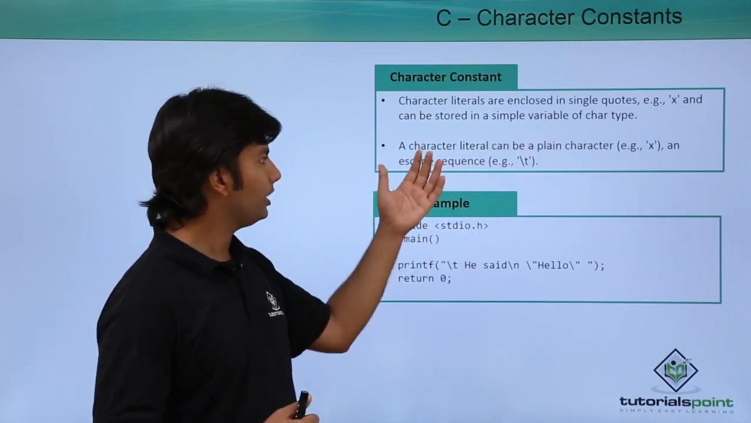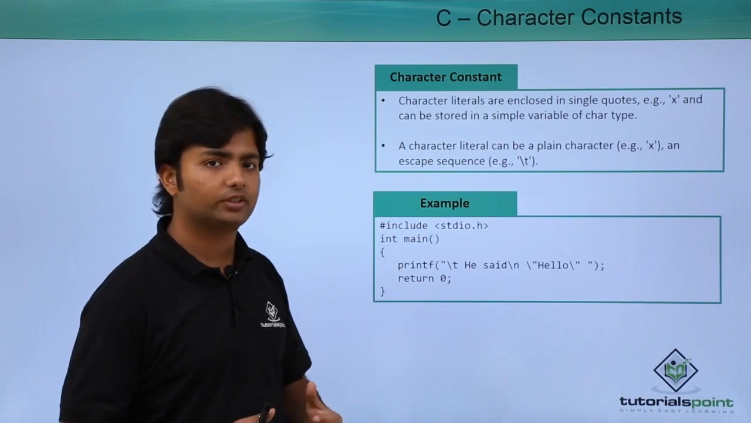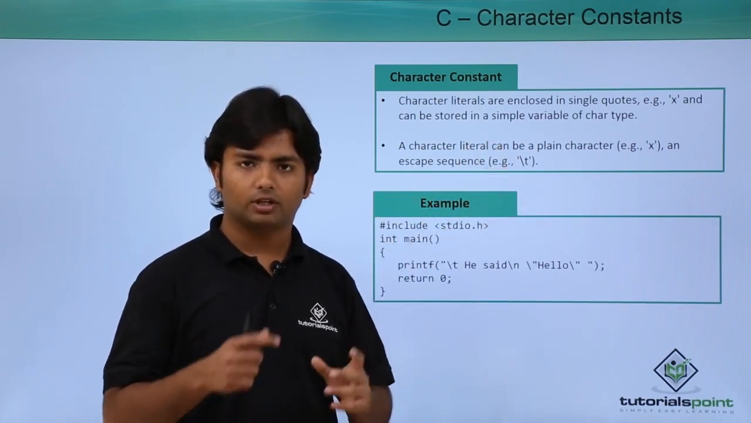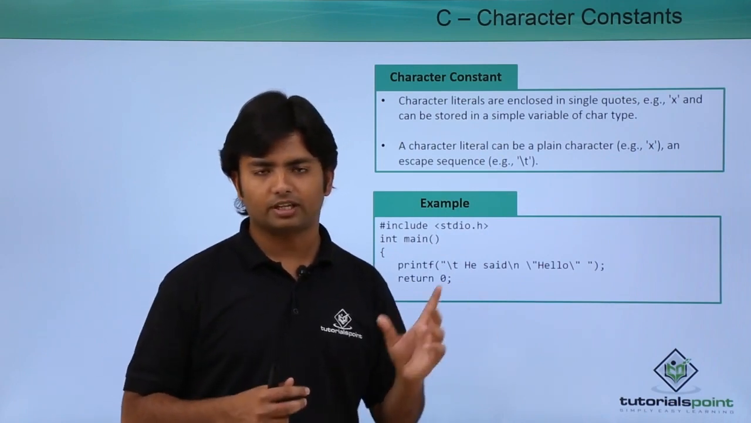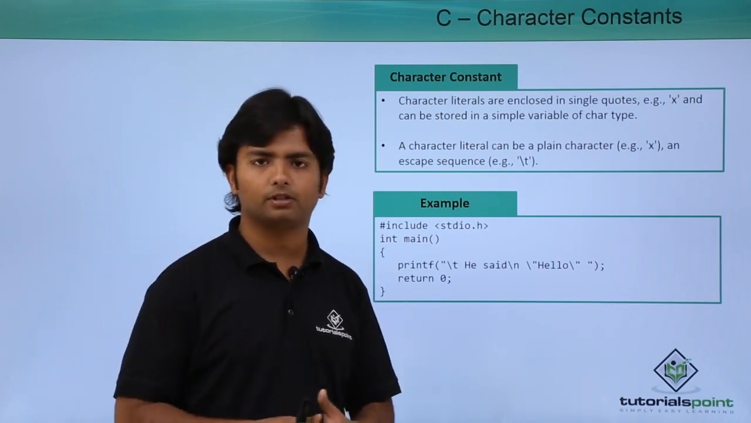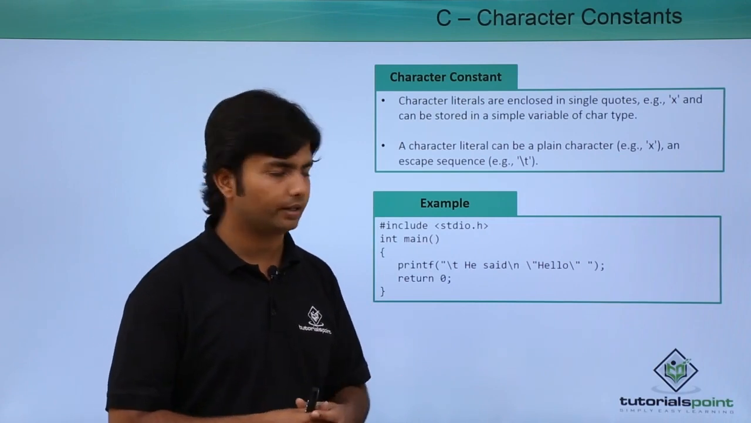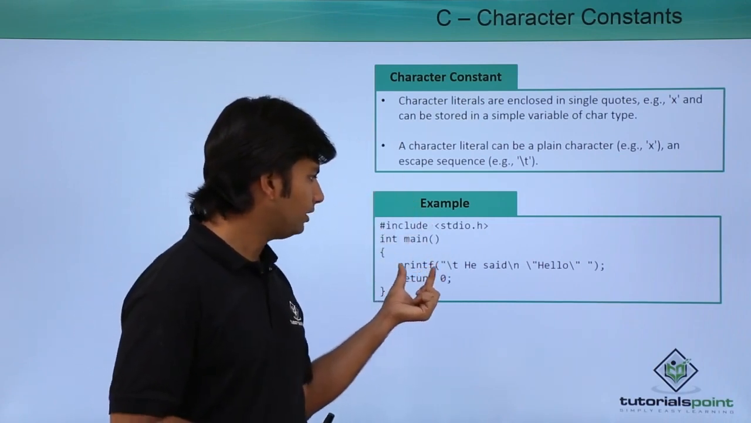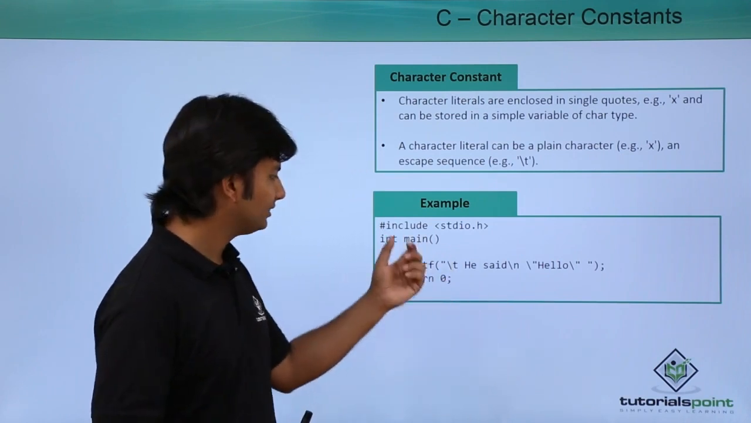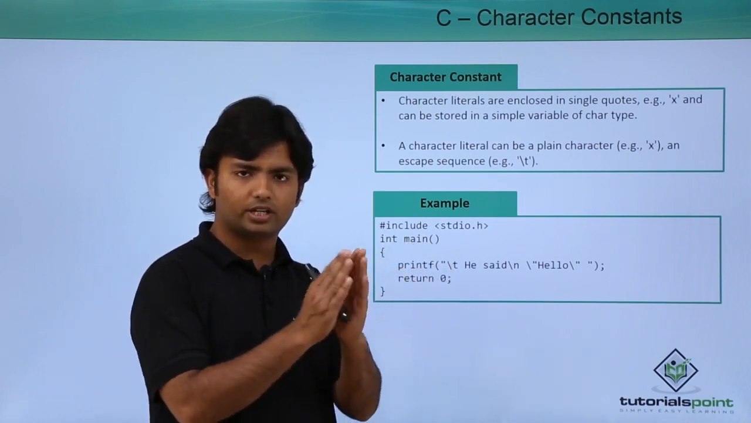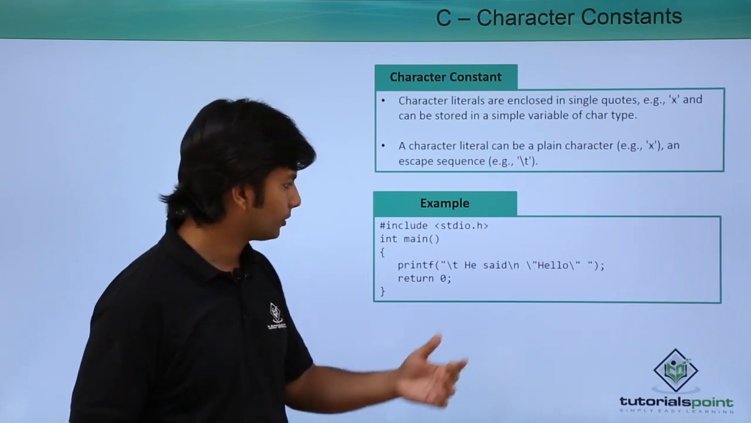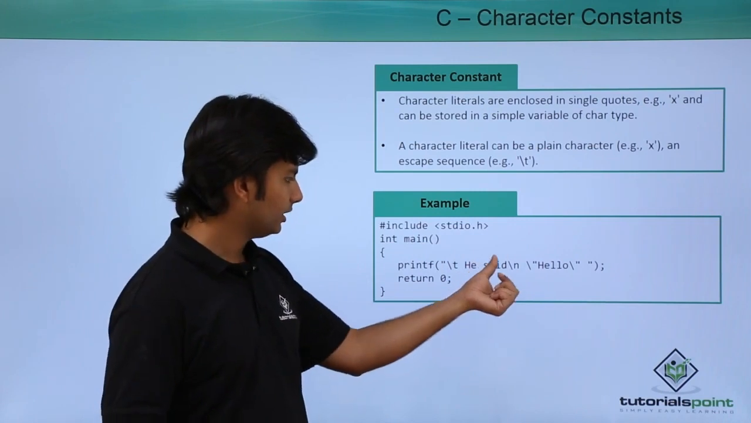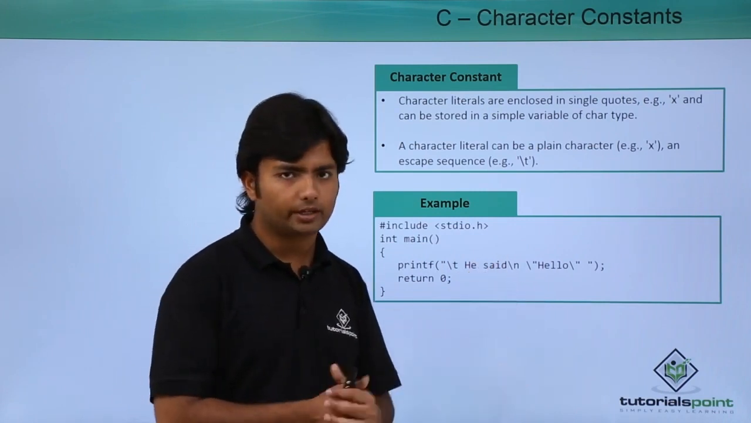Apart from that, we can also use some escape sequences as a character literal, like \t for tab space, \b for backspace, \a for the beep symbol, \n for the new line, and many more. So here, as you can see, in the printf I have started with the \t. So in the very beginning, it will give a tab space in the output. And then the rest will be normal text, and \n is for the new line.